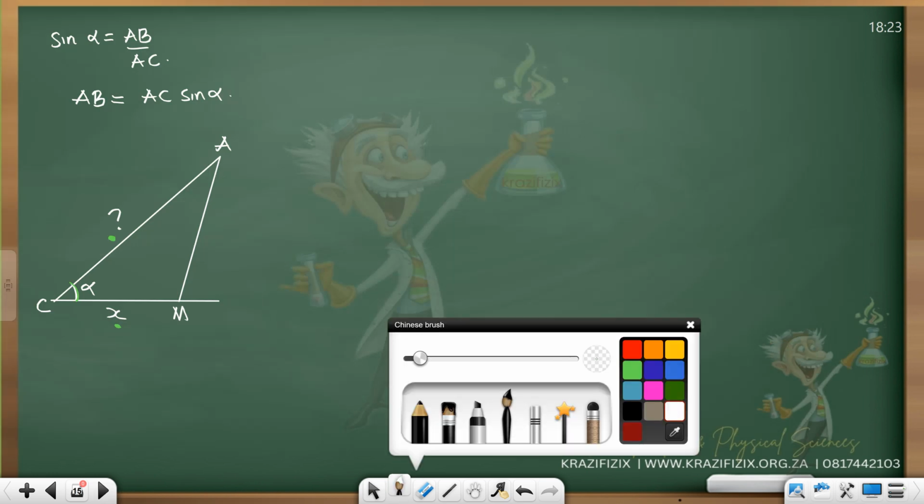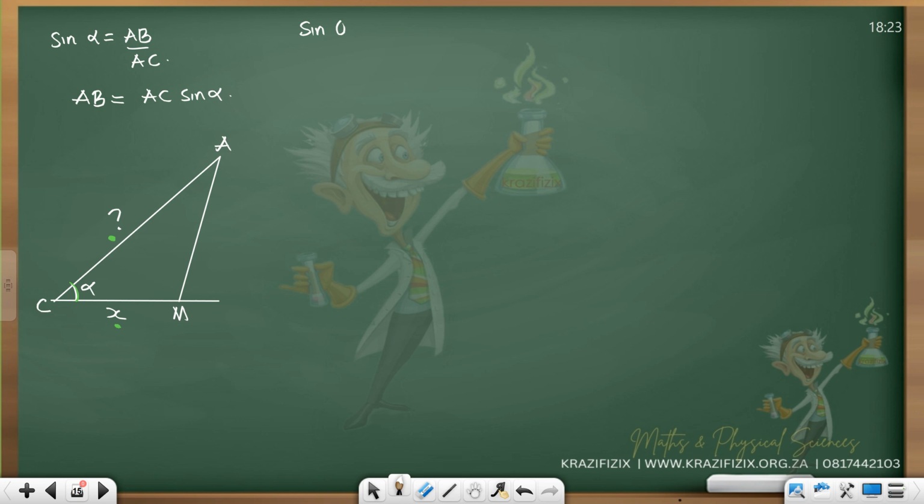Sine theta. So we can do all the conjunctions. Sine theta, opposite over what? Oh. So, AM. Can you see where AM is? That's where AM is. Beautiful. All right, so I need to get rid of that whole thing. Okay.